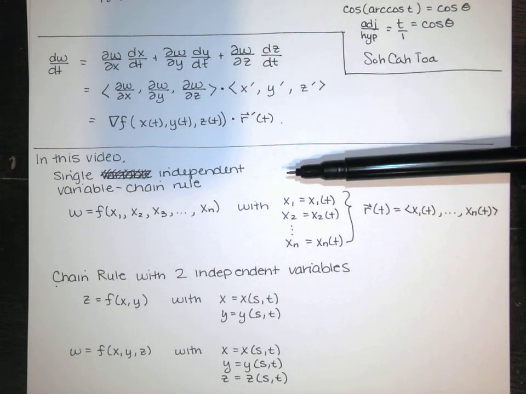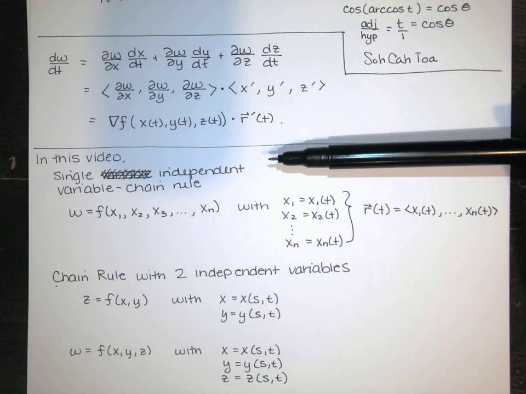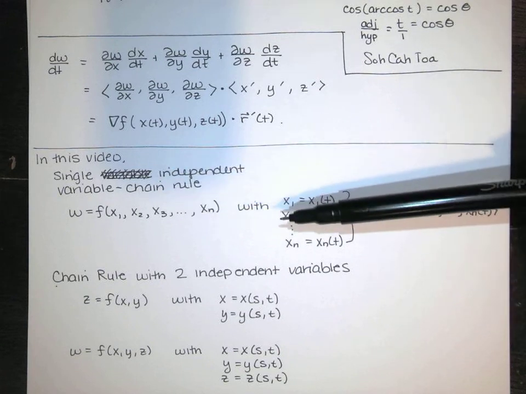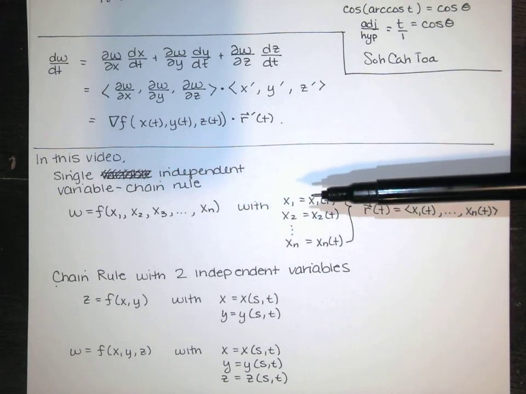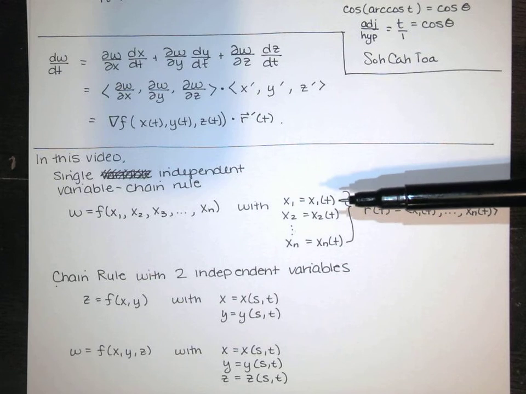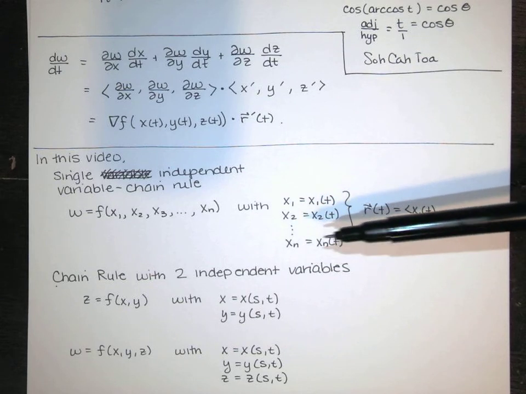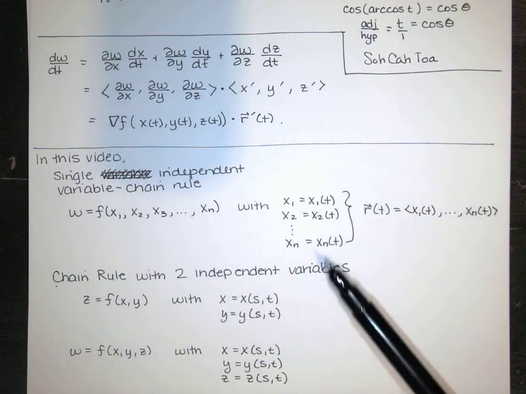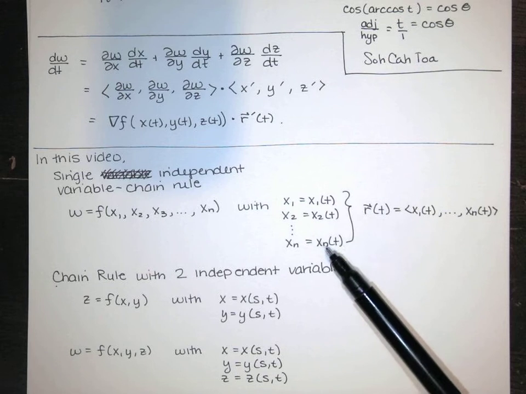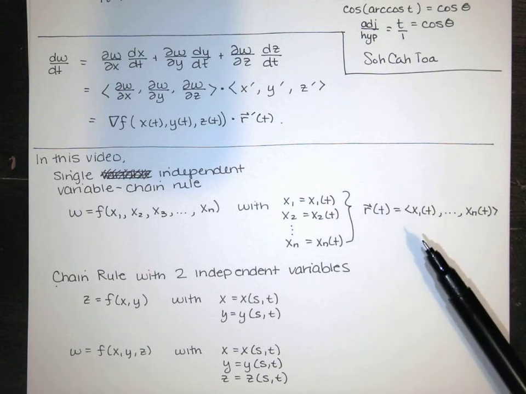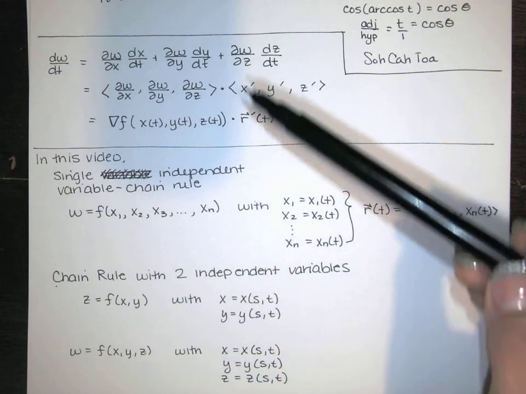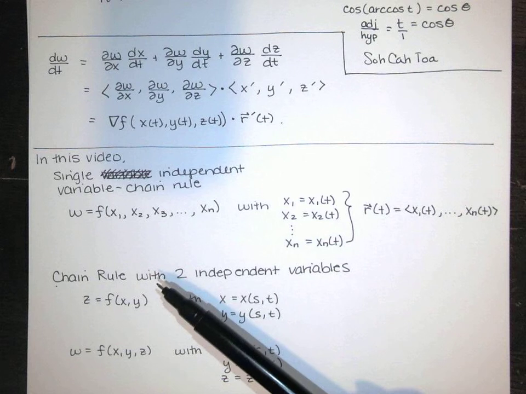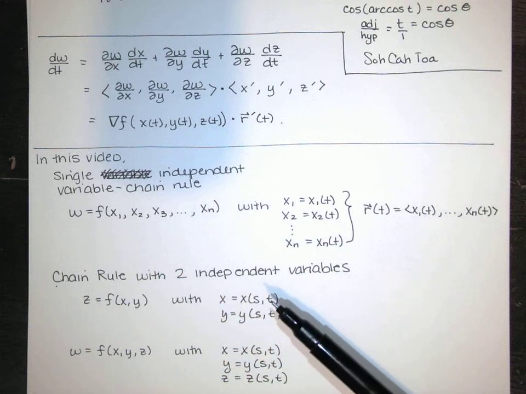Then we're going to talk about the chain rule for a function of n variables, where x sub 1 is a function of t, x sub 2 is a function of t, and x sub n is a function of t. So I can think of these as the parametric equations of some vector valued function r of t. So we'll talk about that. And then we're also going to look at the chain rule when you've got two independent variables.